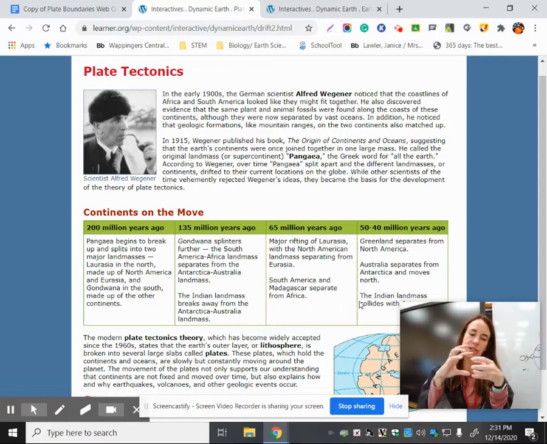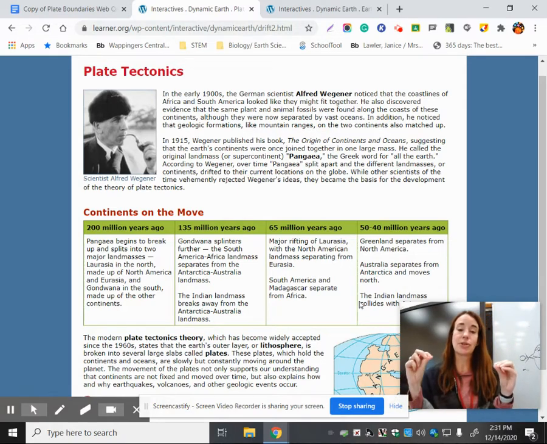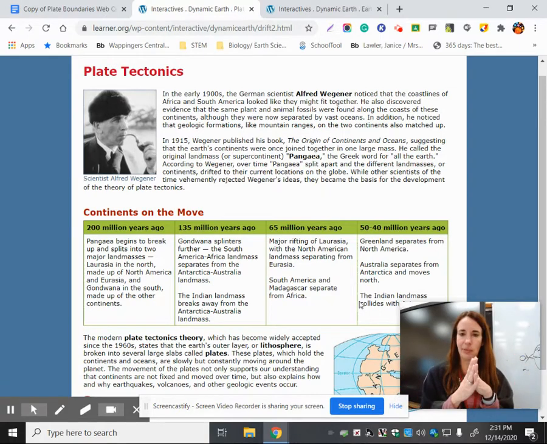And other continents look like they could fit together like puzzle pieces. He also looked at fossils and saw that there were fossils on South America, and the same fossils were actually on Africa. So he said they must have been together at one time. He called that big landmass Pangea. Okay. And then his name, the scientist, it was Alfred Wegener. Okay.